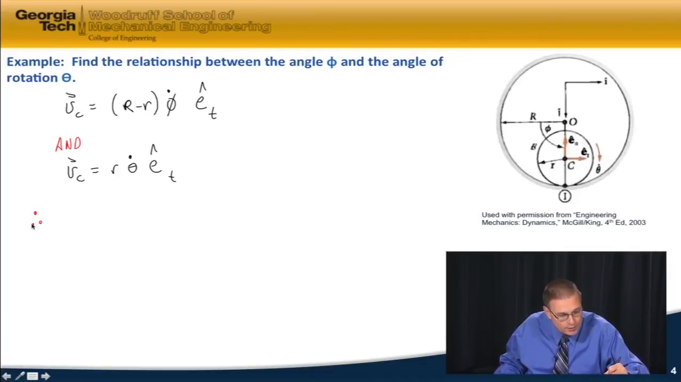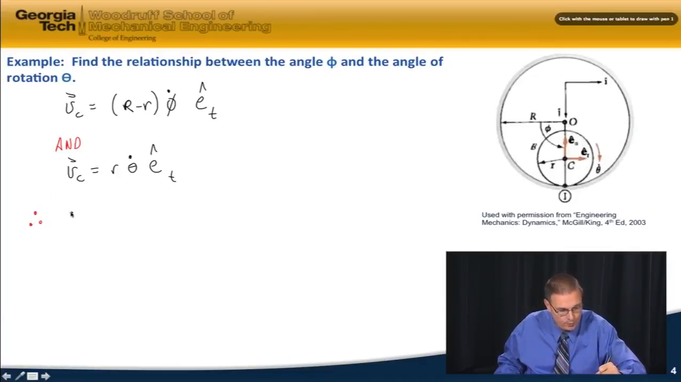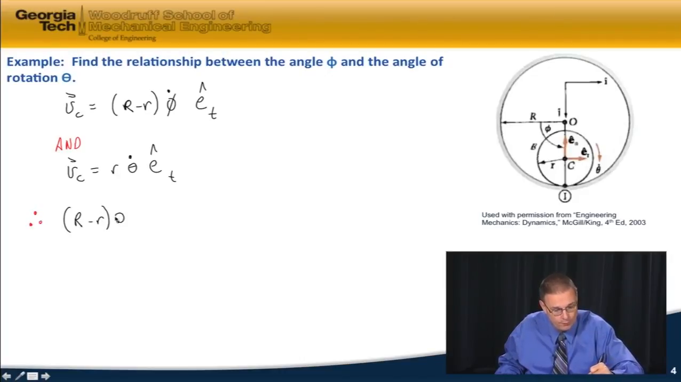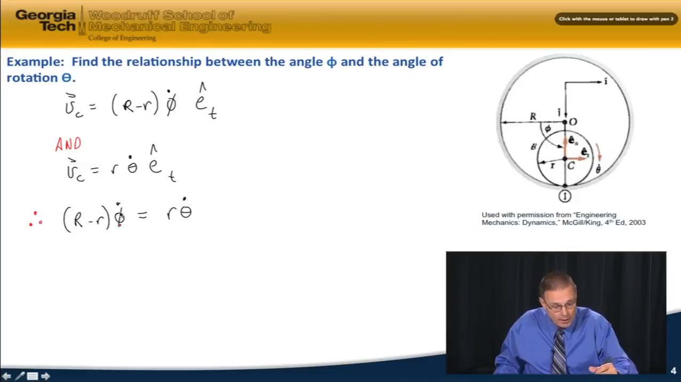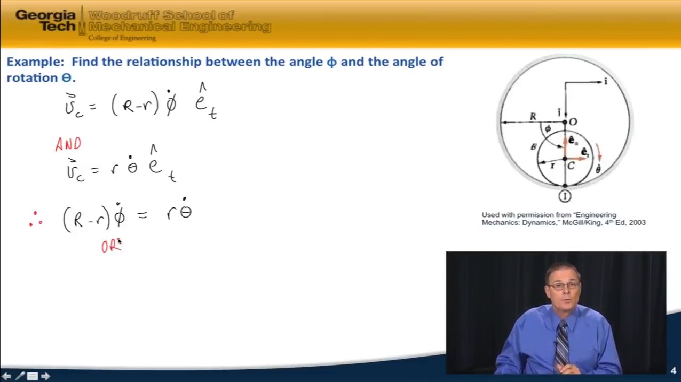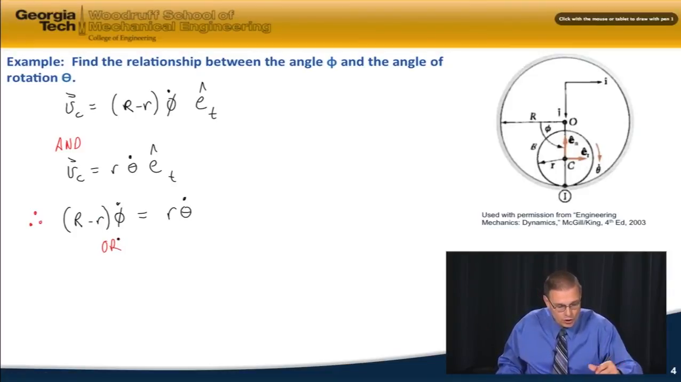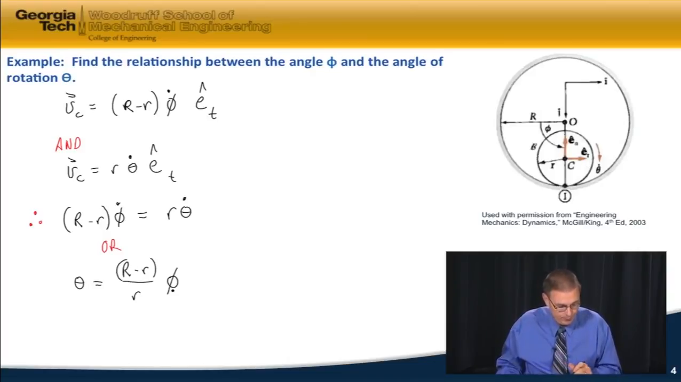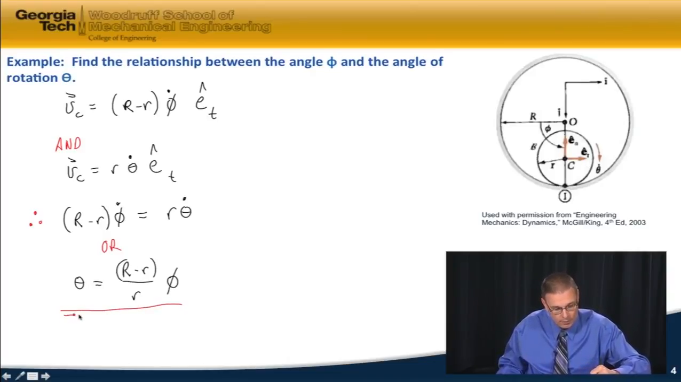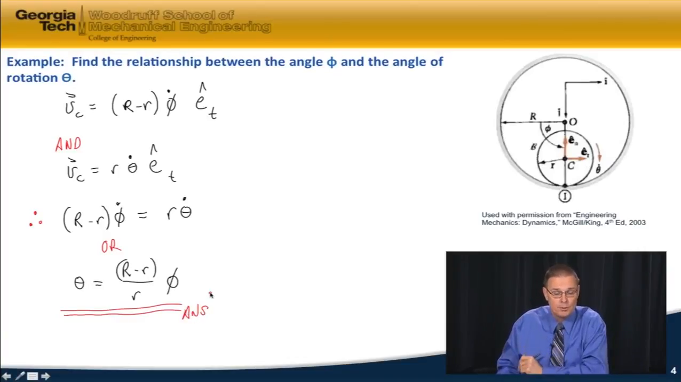Therefore, we can set those equal, and we get big R minus little r times phi dot equals little r theta dot. If I integrate that, using as my datum phi equals 0 at time 0 and theta equals 0 at time 0, I get the relationship that theta is equal to big R minus little r over little r times phi. And so that's our solution for finding the relationship between the angle phi and the angle of rotation theta. And I'll see you next time.